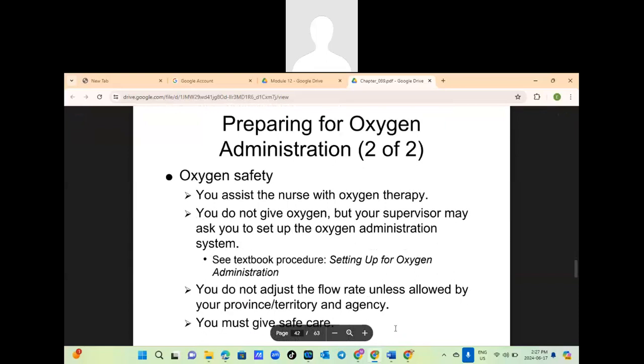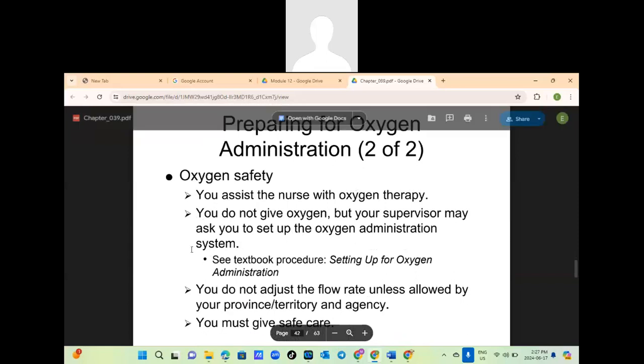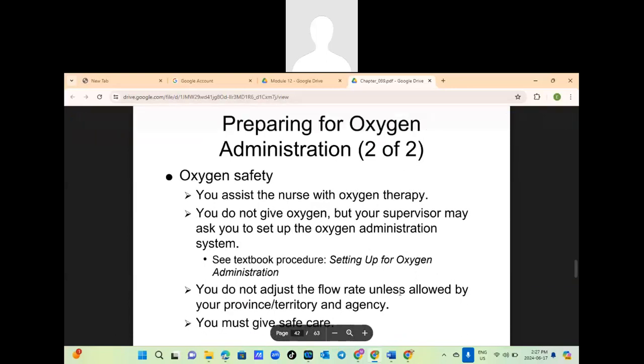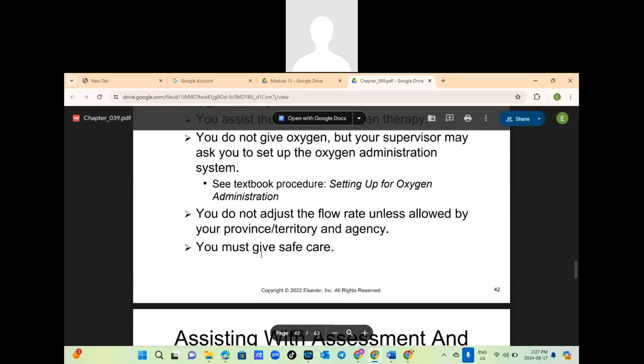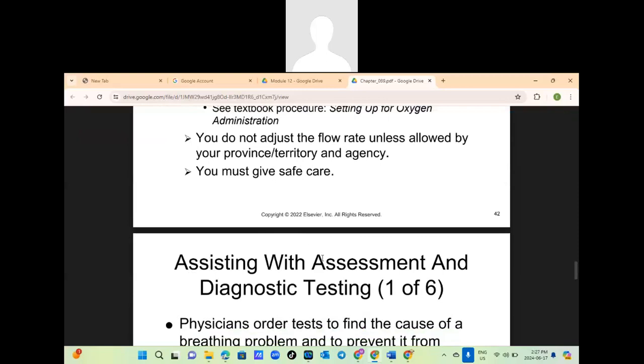So, oxygen safety. You have to assist the nurse with oxygen therapy. Again, the word is assist. You do not give oxygen, but your supervisor may ask you to set up the oxygen administration system. Setting up is on page 944. Please read that to give you an idea. You do not adjust the flow rate unless allowed by your province, territory, and agency. Next, you must give safe care.